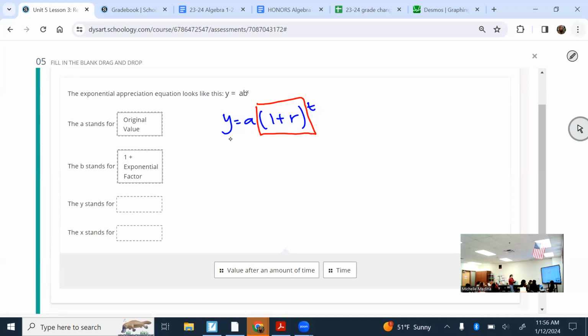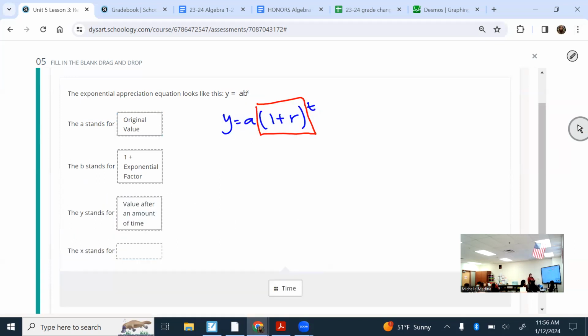Y stands for what? The value after an amount of time, like your output. And X is usually time anyway. Like when you graph something, on the X-axis is usually time. So there you go. Questions on this one?